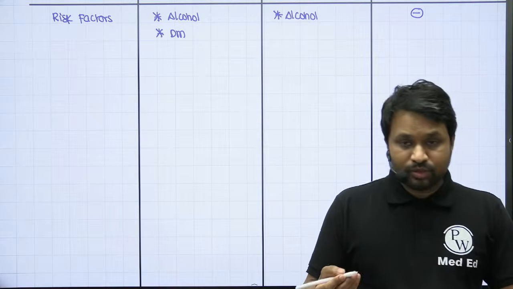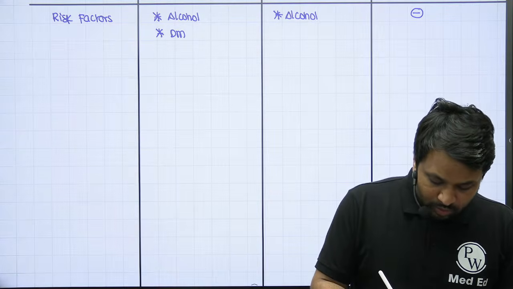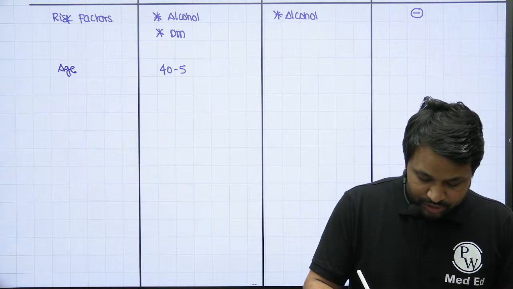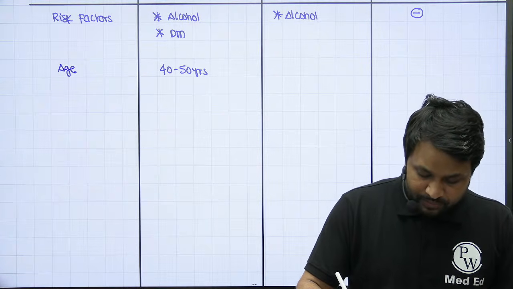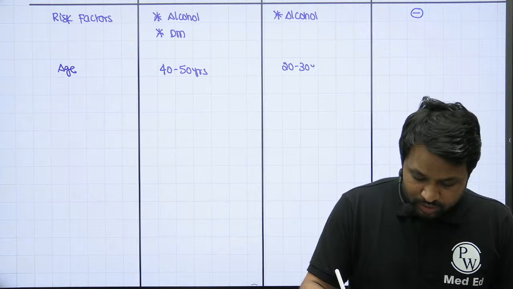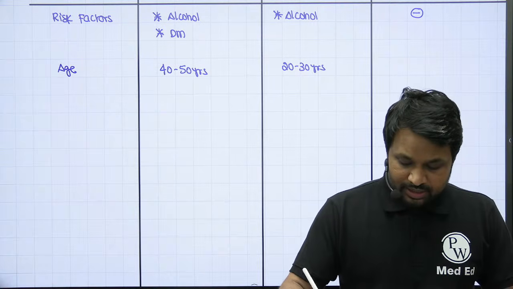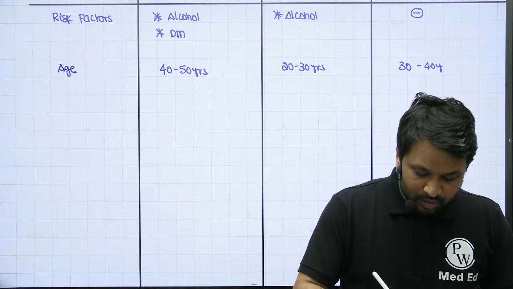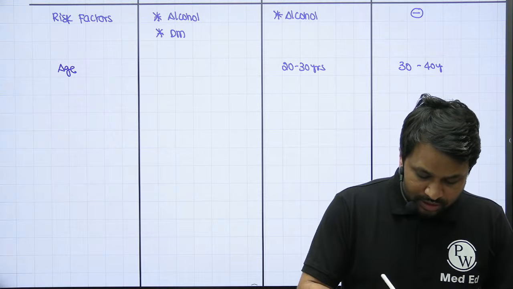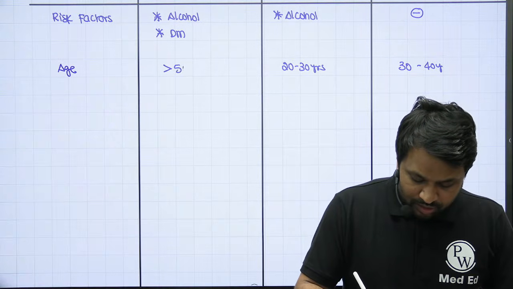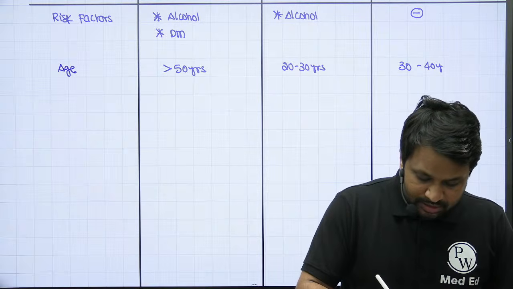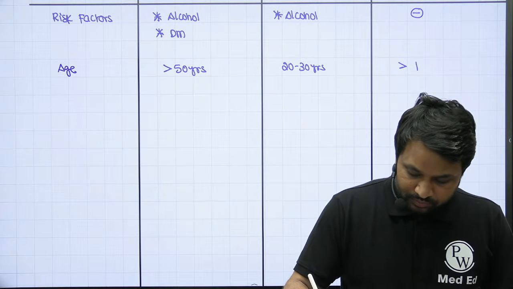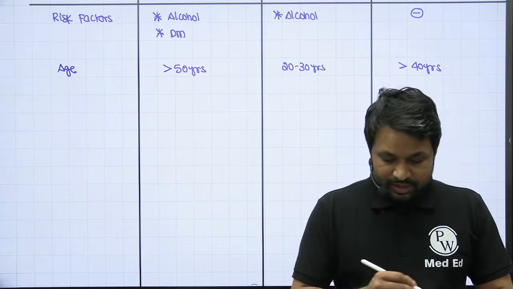Then they ask you in terms of clinical presentation, what is the usual age of presentation? Remember, the usual age of presentation here is going to be 40 to 50 years. Amoebic liver abscess 20 to 30 years. Hydatid cyst is seen in 30 to 40 years. Or else we can just say pyogenic abscess is usually seen in age above 50 years and hydatid cyst is usually seen in age above 40 years.